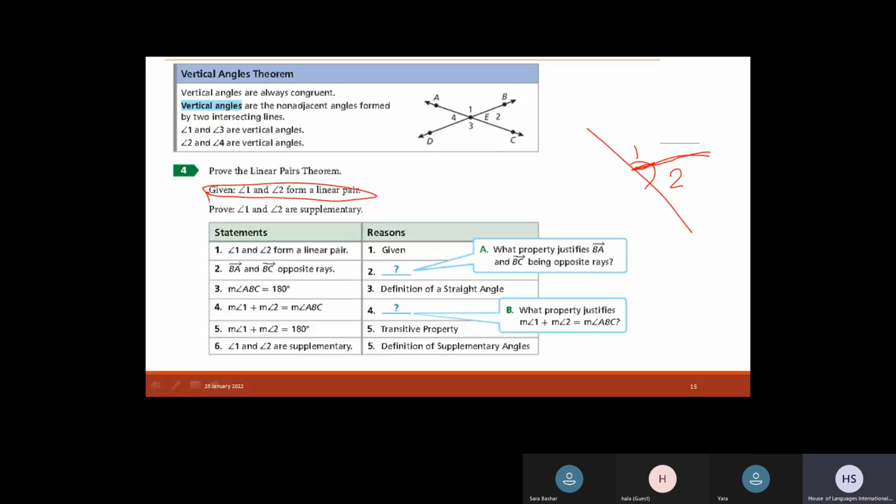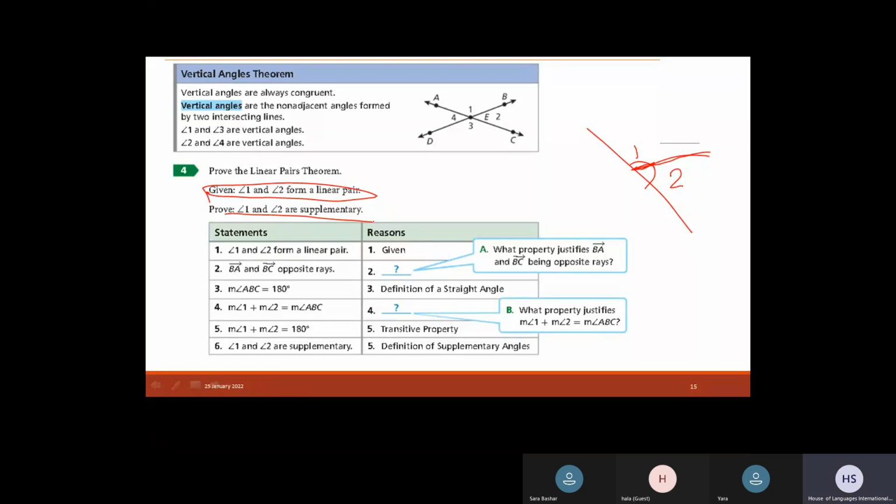So when you start writing any proof, you must make two columns, one for the statements and one for the reasons. For the first one, the statement, you will write what is given. When you want to start, you start with the given and you end with the proof. The first here, 1 and 2 are a linear pair, you start with them. 1 and 2 are supplementary, you must end with them.